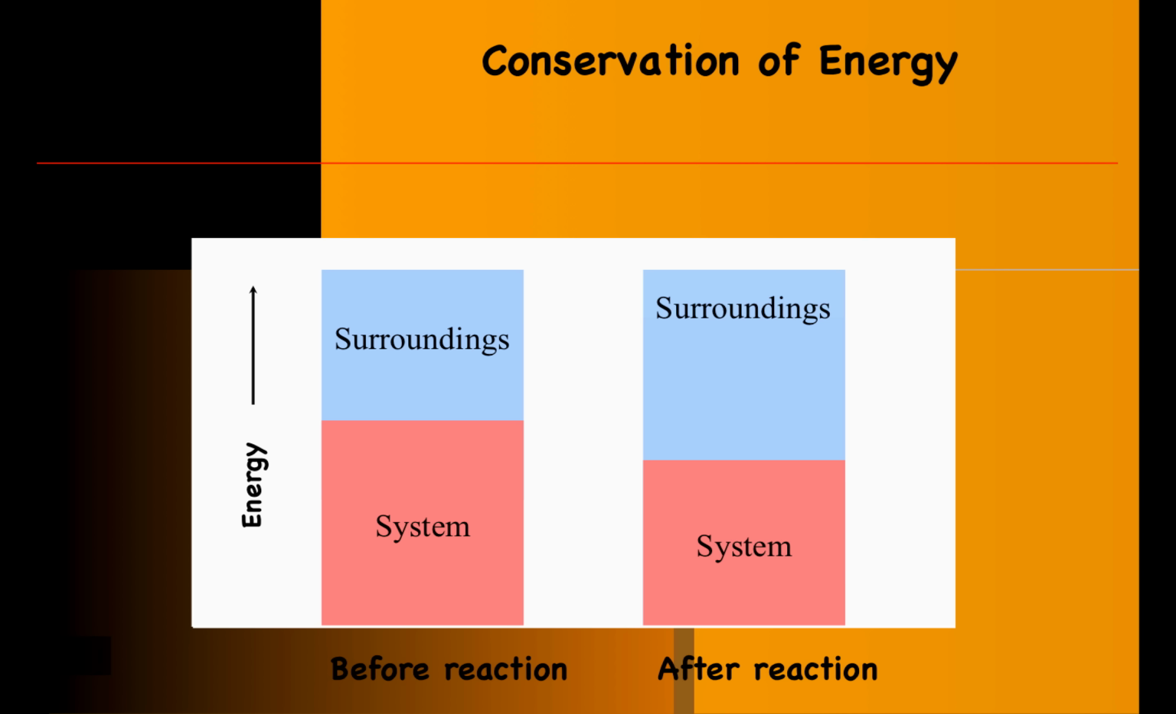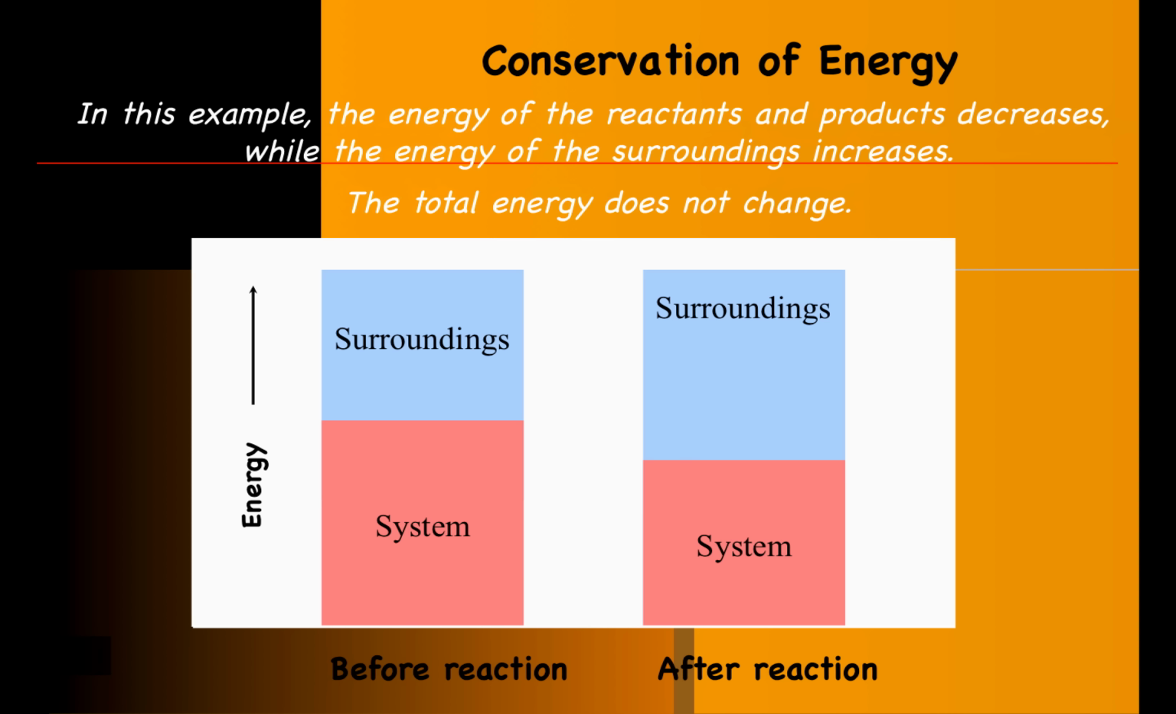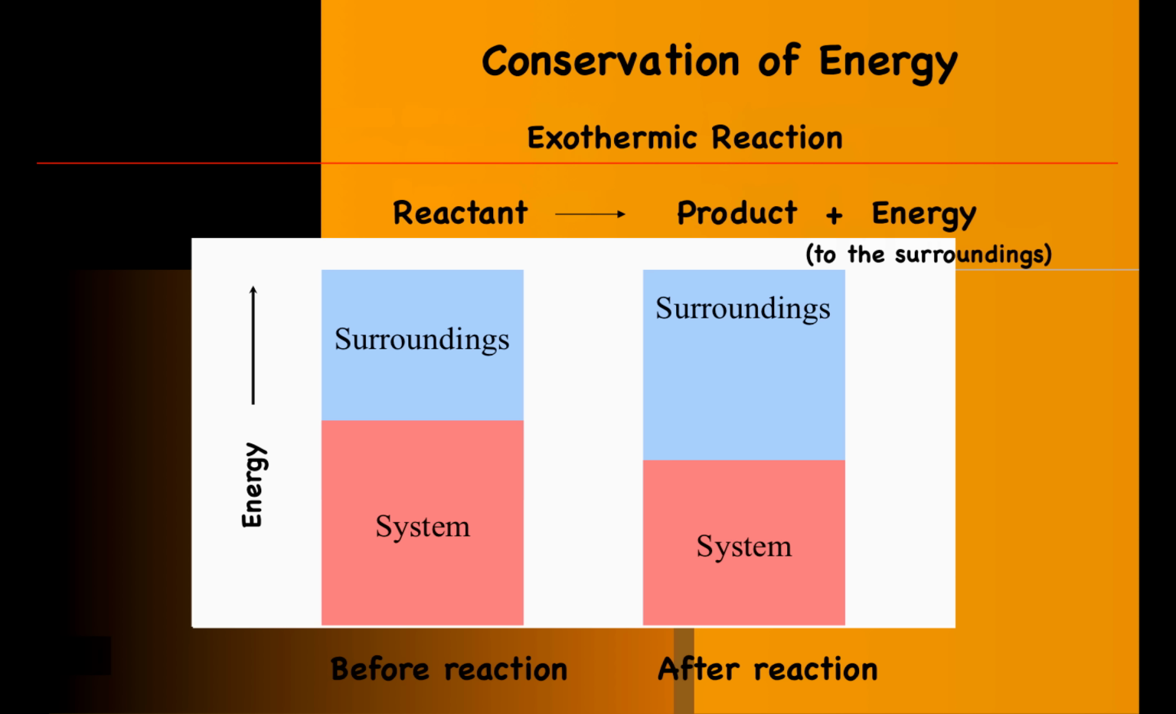In this example, we see that in an exothermic reaction, the system has lost energy to the surroundings, before the reaction, after the reaction. The energy of the reactants and products decreases while the energy of the surroundings increases, but the total energy does not change. In an exothermic reaction, reactants are converted into products and energy is released to the surroundings.